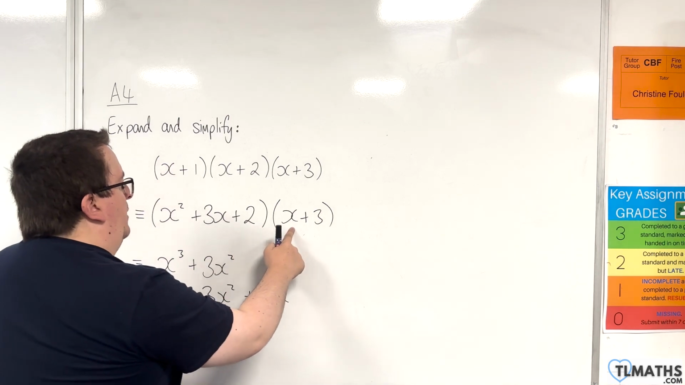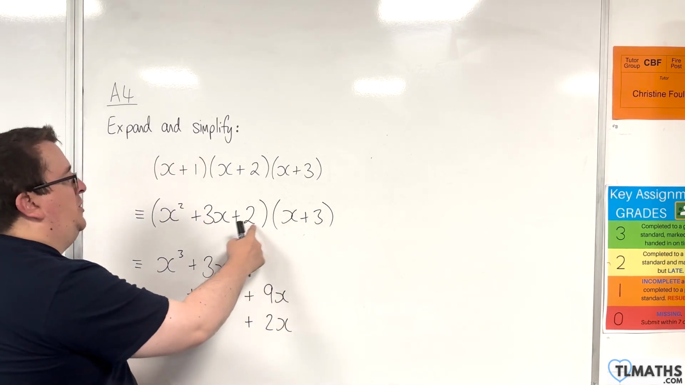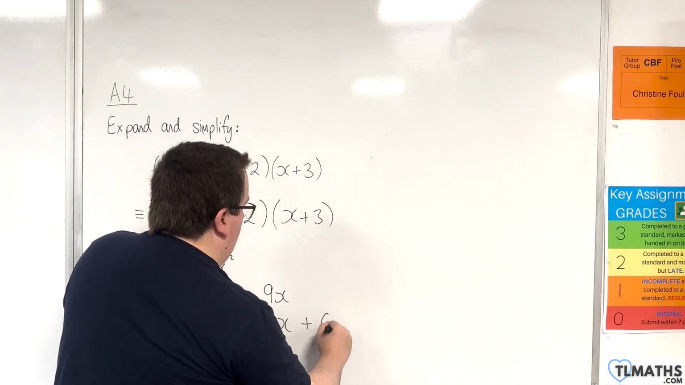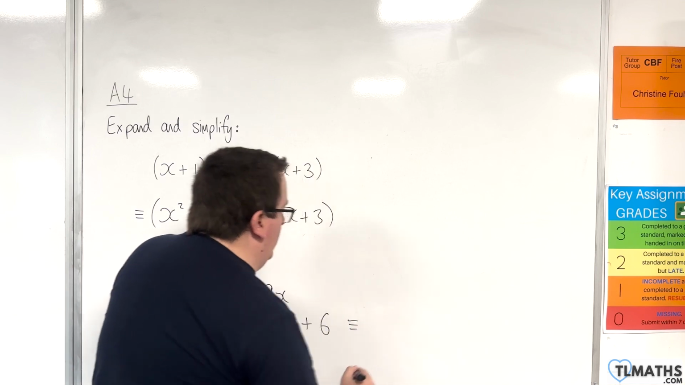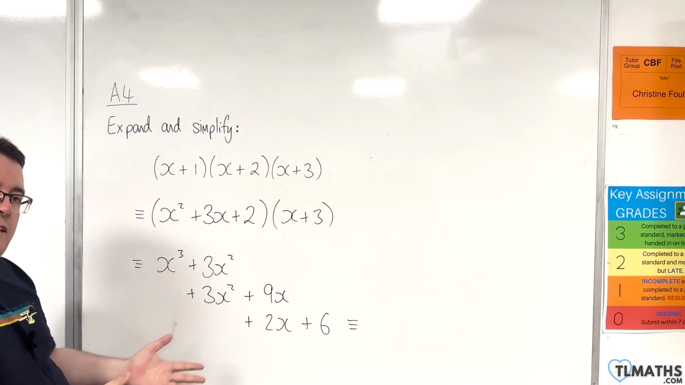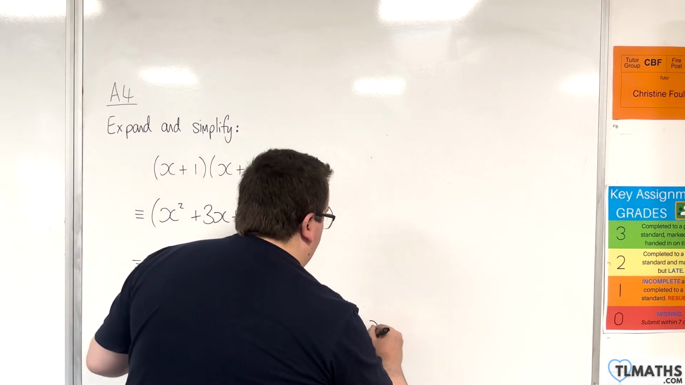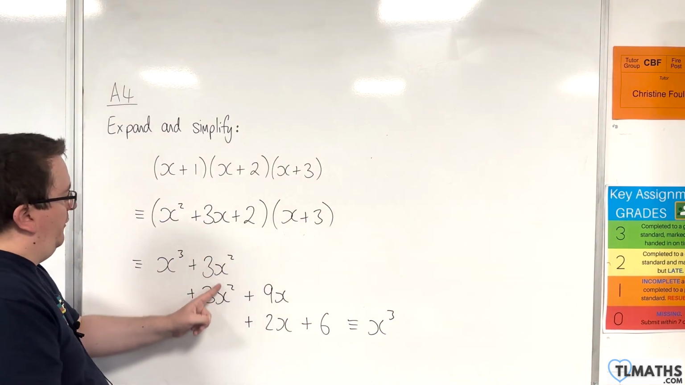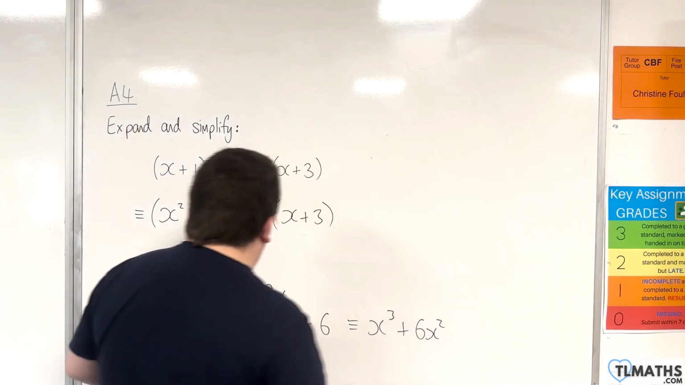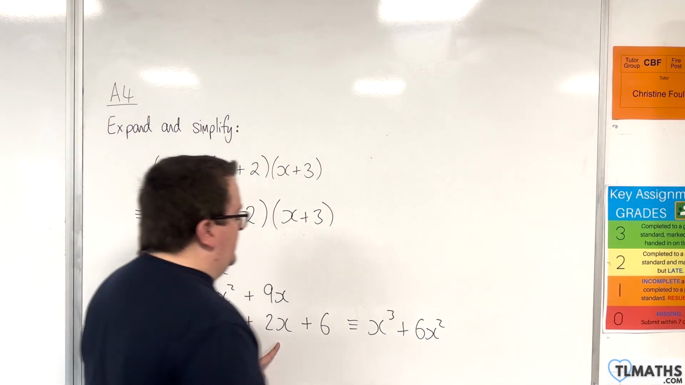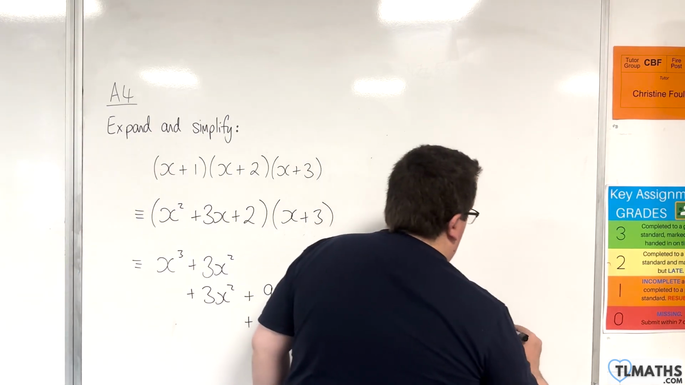Then we've got 2 times the x is 2x. Now that's a linear term, so that can go there. And then 2 times 3 is 6, and that's a constant term. So what this does is it makes collecting like terms nice and easy, because I've got the x cubed, then I've got 3x squared plus 3x squared is 6x squared, 9x plus 2x is 11x, and then I've got the 6.